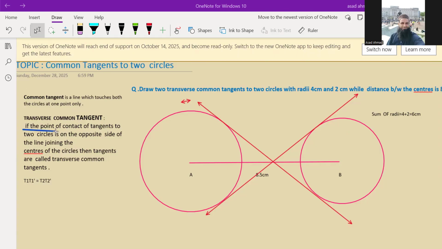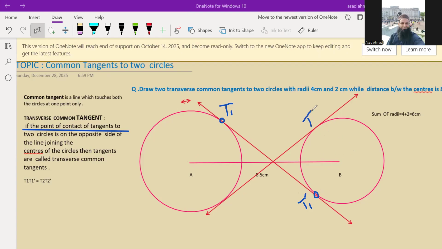It states that a tangent is a transverse common tangent if the points of contact of the tangents to the two circles are on opposite sides of the line joining the centers. You can see that in this diagram AB is the line segment joining the centers of the two circles. These are the two points of contact of the tangent, and they are lying on opposite sides of the line joining the centers. For example, if they are T1 and T1 dash, then these two points lie in opposite directions of the line segment joining the centers.